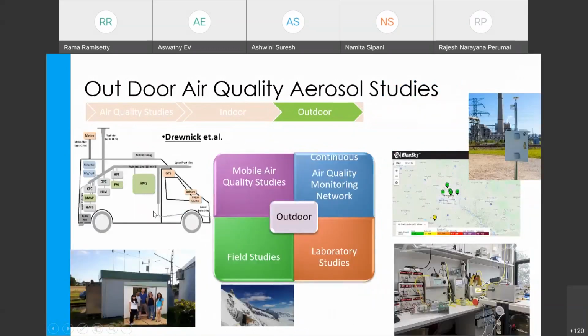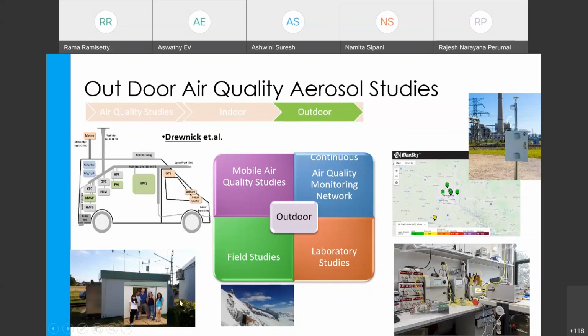here you can keep all your equipment, and you can make one container, and then you can go around and do the mobile air quality studies. And in the continuous air quality monitoring network, nowadays we can see a lot of buzz on the low-cost sensors or other continuous air quality monitoring stations, which measure PM2, PM2.5, and also calculate the air quality index. Those will be with some network. It will measure at different locations, and with the cloud, you can get the data.